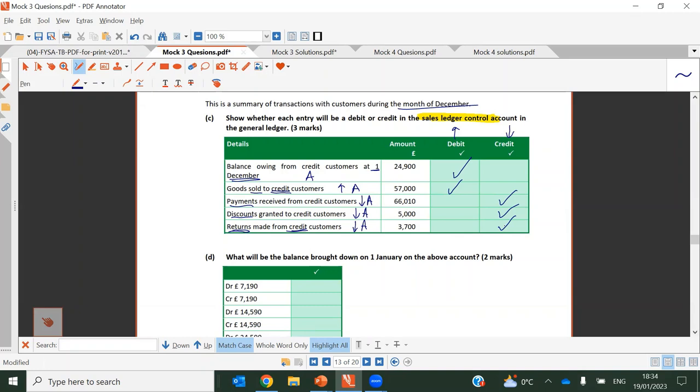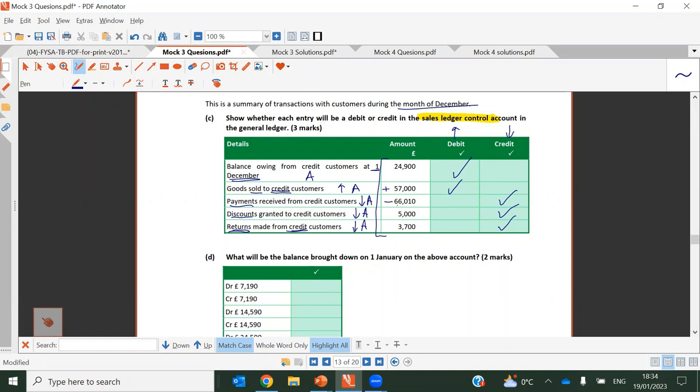Part of the question then is asking us, what will the balance brought down on the 1st of January be? So what we need to do is we essentially need to turn this into a mathematical sum. I started off being owed £24,900 and then I added to it another £57,000. So I was then owed another £57,000.